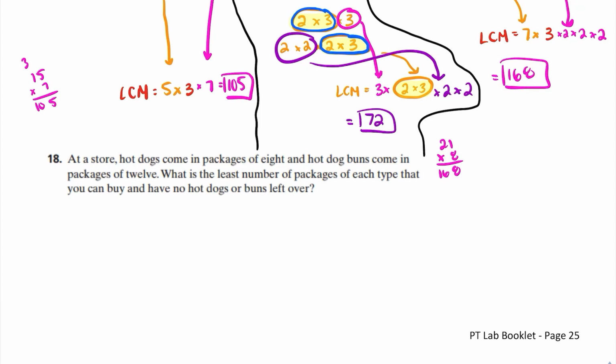At a store, hot dogs come in packages of 8, and hot dog buns come in packages of 12. What is the least number of packages of each type that you can buy and have no hot dogs or buns left over? Okay.